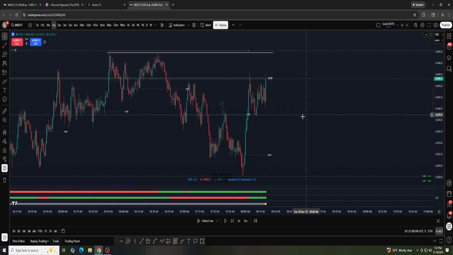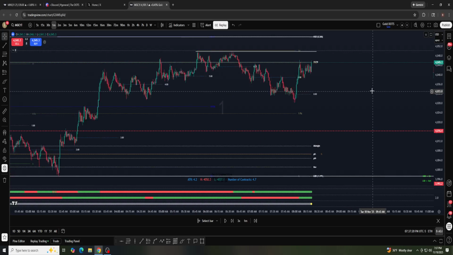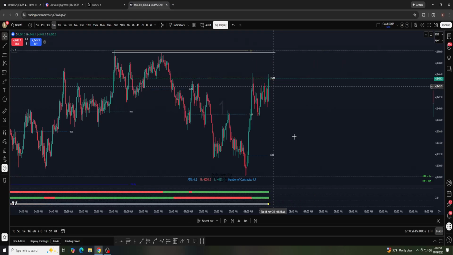So these are two separate potential entries. I'll show you again. I like to use dots momentum to previous highs. So you have London highs here. This is a 1 minute chart. You have Asia highs, previous day highs. So that kind of stuff.